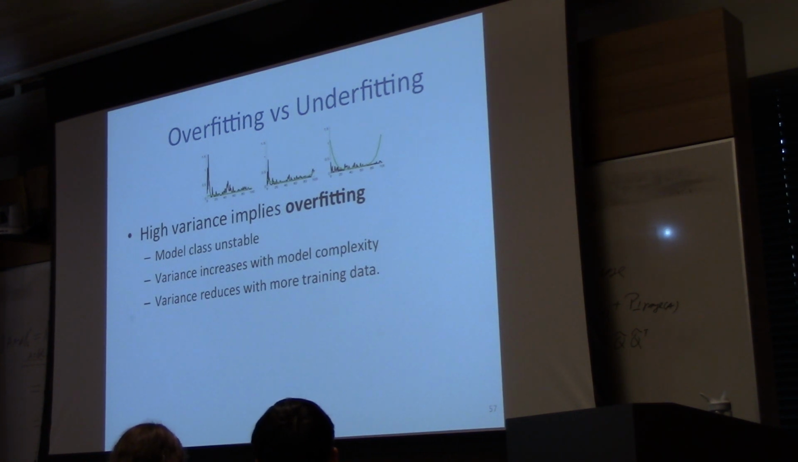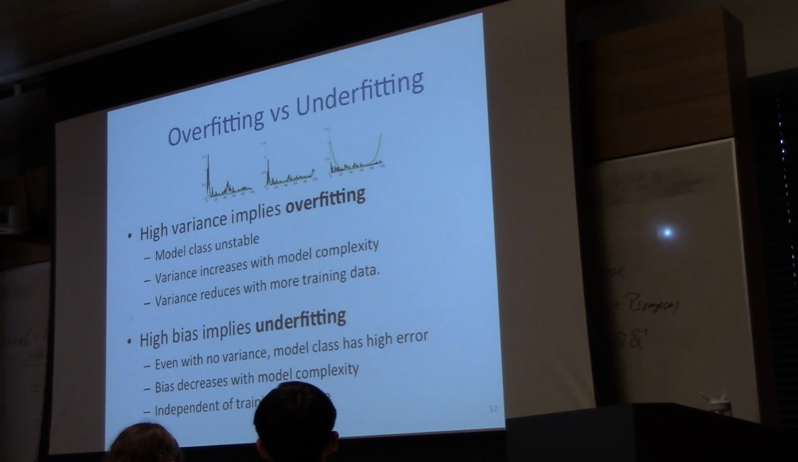High variance in a model class means the model class has high variability depending on the specific training set you sample, which implies overfitting, meaning the model class is unstable to the choice of training examples. The variance increases with model complexity, so decision trees can have a very high variance. Variance reduces with more training data. As you sample more training examples from the test distribution, the variance in the model class decreases and becomes more stable. In the limit where you have an infinite amount of training data that perfectly represents the test distribution, you have zero variance. You always get the mean. High bias implies underfitting: even with no variance, the model class has high error. Bias decreases with model complexity and is more or less independent of training data size for most model classes.